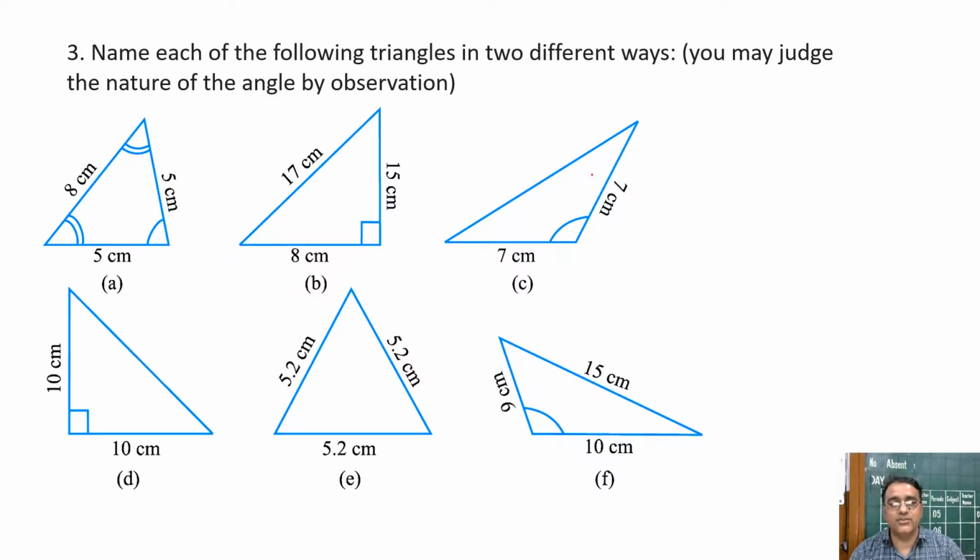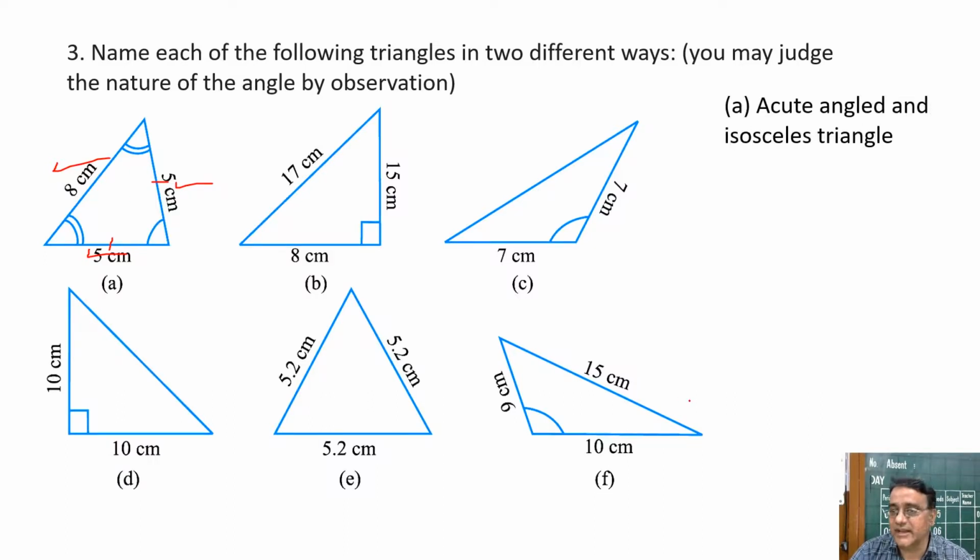That is, one based on side and another based on angles. See the first one, 8 centimeter, 5 centimeter and 5 centimeter. So two sides are equal. So isosceles triangle based on sides and each angle is less than 90 degree. So acute angle. So we will write acute angle and isosceles triangle.